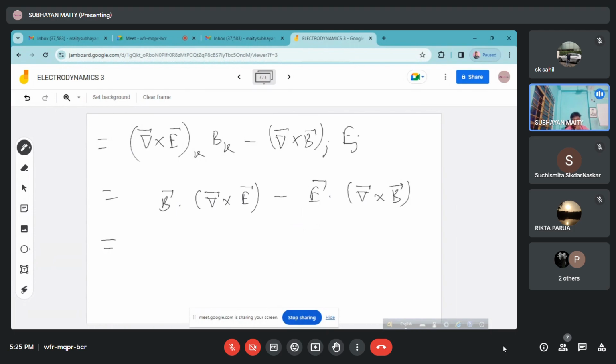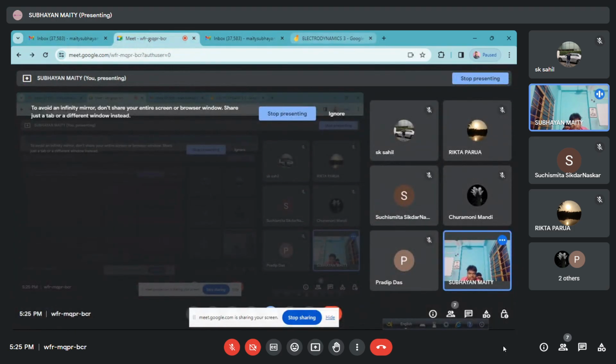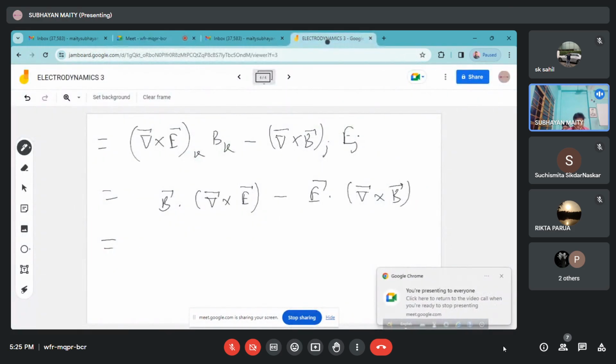Now, as per the laws of electrodynamics, that means the four Maxwell equations, you can write curl E is equal to minus of del B by del t. So you can write this is equal to minus of del t of half of B square.